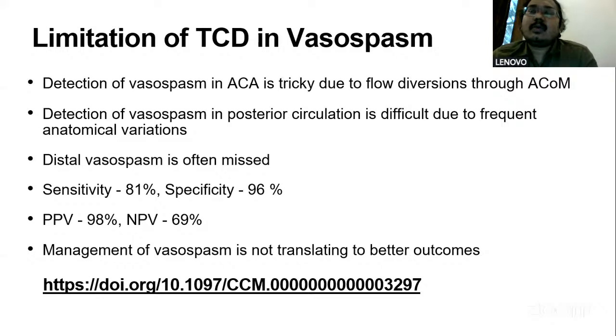So now why do we bother so much about vasospasm? Because now we know that for delayed cerebral ischemia, a lot of other factors are there. There are spreading depolarizations that actively take part. So apart from vasospasm, other phenomena also play a role in delayed cerebral ischemia. So why are you so bothered about vasospasm?